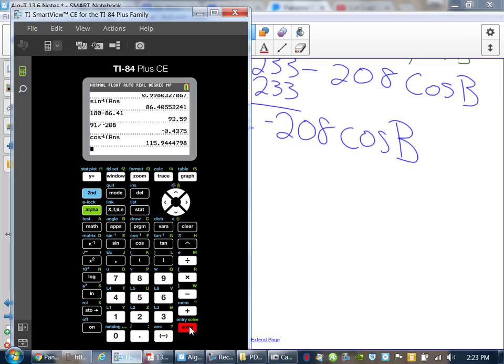Gives me an angle of 115.95. So I have a cosine value.